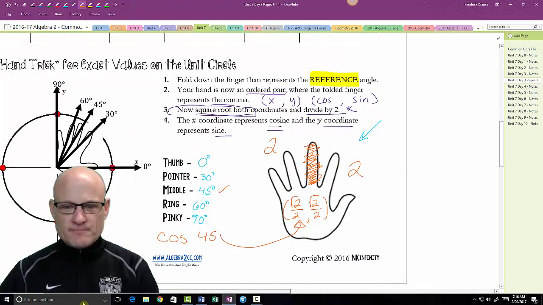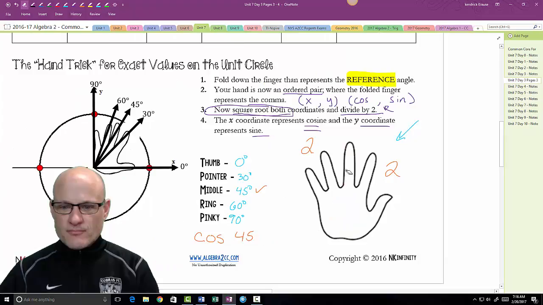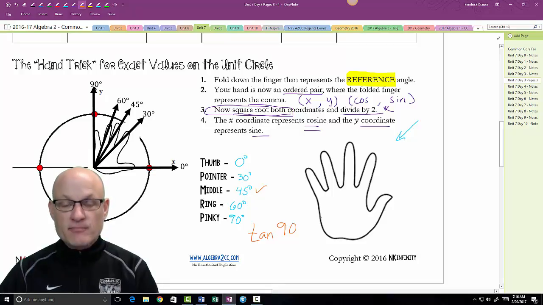Now, okay, that was weird. Now let's talk about a weird one. How about the tangent of 90 degrees? Oh, okay. 90 degrees. That's the pinky finger.